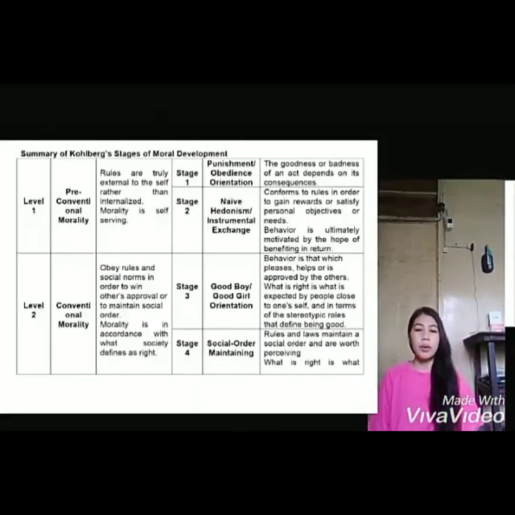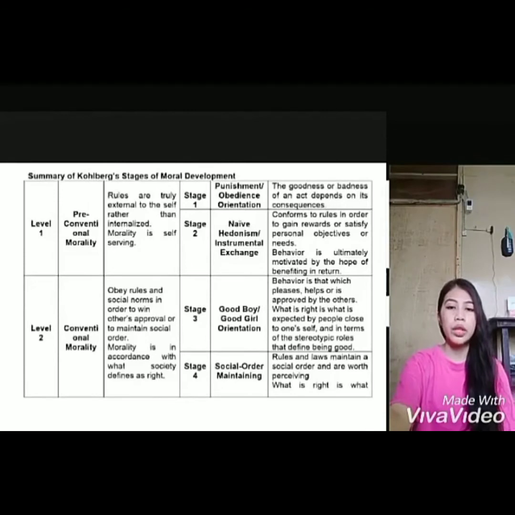Now let's talk about the Kohlberg stages of moral development. Since the first level was already discussed by Miss Chancy, now I'm going to discuss to you the second and third level. Let's start with the conventional level. Obey rules and social norms in order to win others' approval or to maintain social order. Morality is in accordance with what society defines as right. So, in this level, we focus on the views of others.